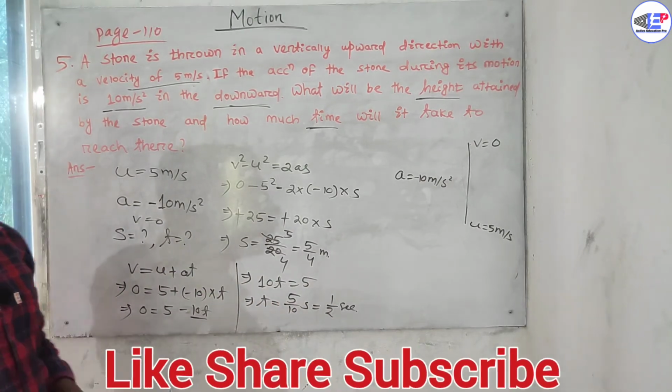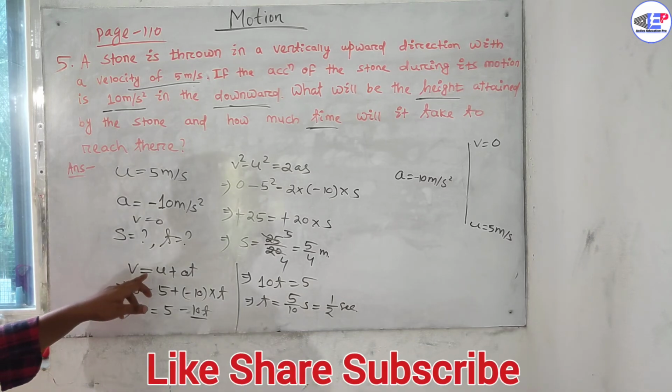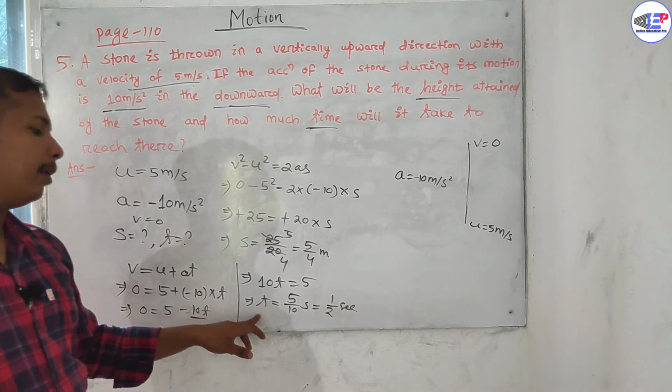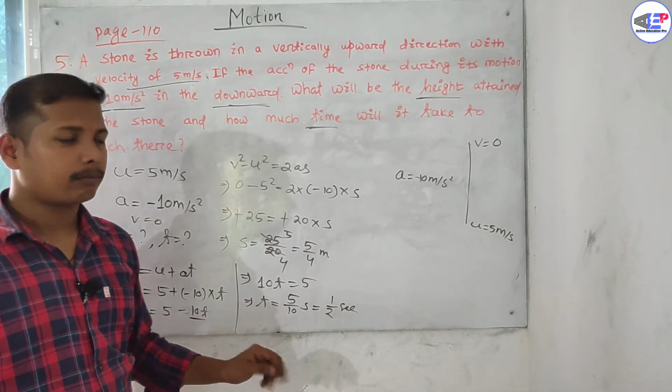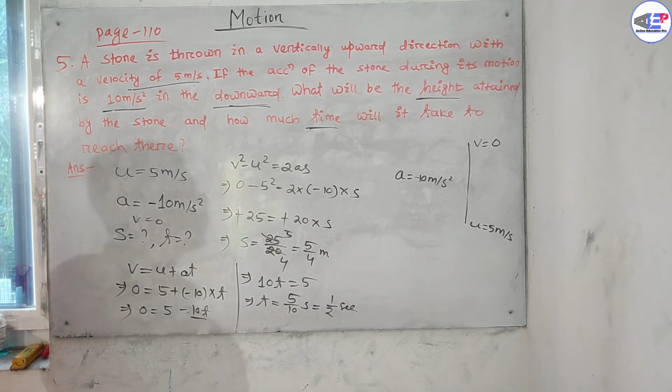Then we have to calculate the time. From first equation of motion, we have v is equal to u plus at. Here we have calculated the time is half second. So this is the numerical problem from page 110.